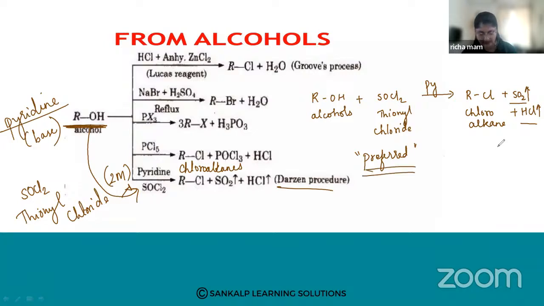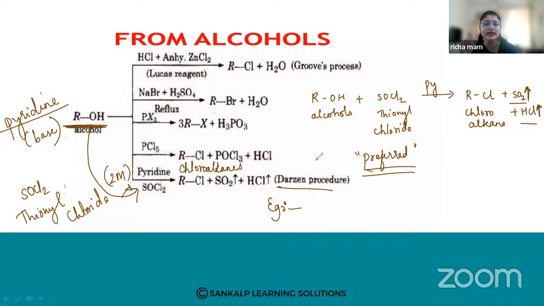Why is this method mostly preferred, students? Because you can see the byproducts obtained are gases. Sulfur dioxide, SO2, is a gas and hydrochloric acid is also a gas. These gases will escape out easily, or can be removed easily. Because of this, this is a preferred reaction. Let me take an example. If they ask you the general reaction, you have to write this way.